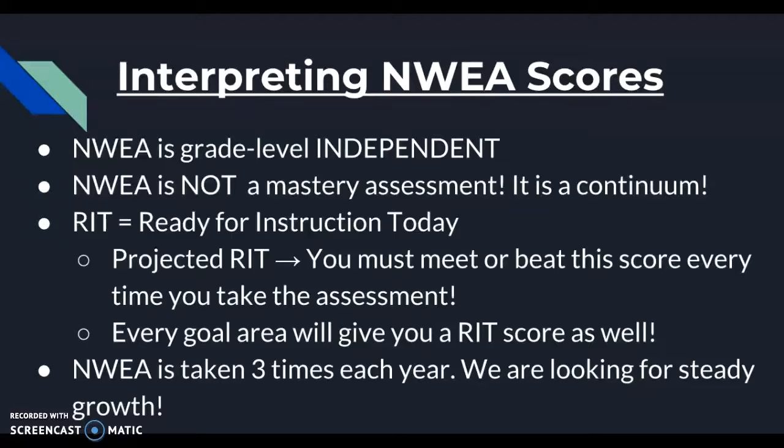Every assessment also has goal areas. For math, there are 4 goal areas. For reading and for ELA, there are 3 goal areas. You will also see that you get RIT scores for those as well, but you will only get one projected RIT score, and that's the overall or composite RIT score.